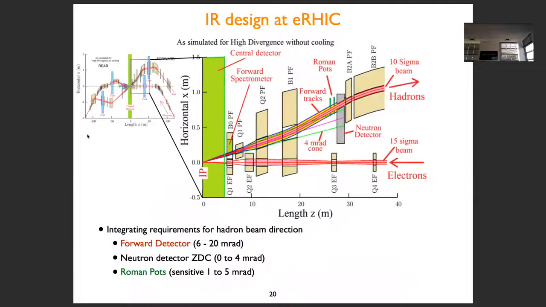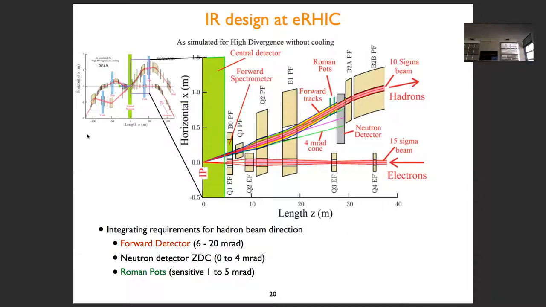So if you blow up, this is the hadron side. These are the layers of the magnets, dipoles, and the quadrupole focusing magnets, vertically and horizontally. And this is the aperture for the neutrons, the neutron detectors. If we didn't have the crossing angle, we'd have a really hard time to have these neutrons. That's another region. Okay, so these are possible Roman pot locations and so on. This is pretty much all described in the previous slides.